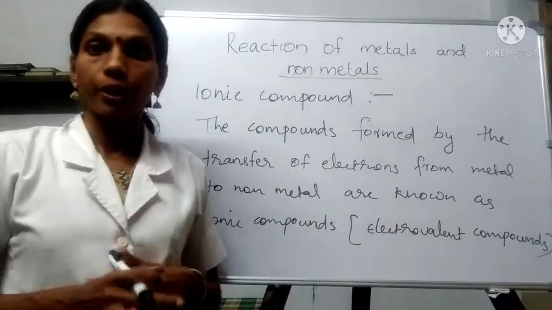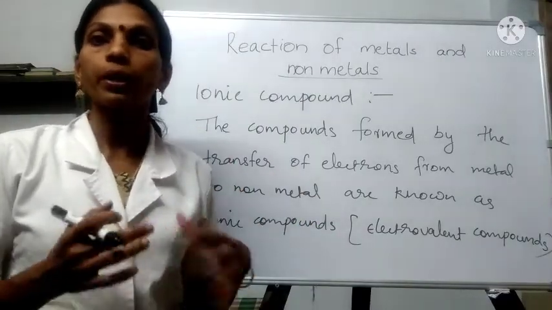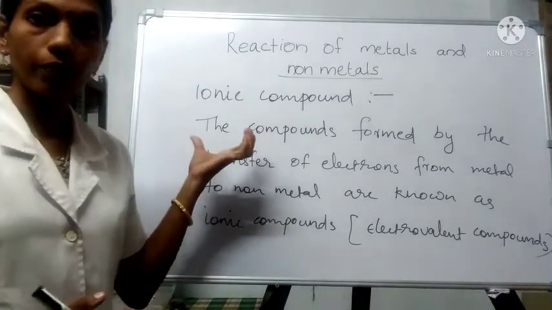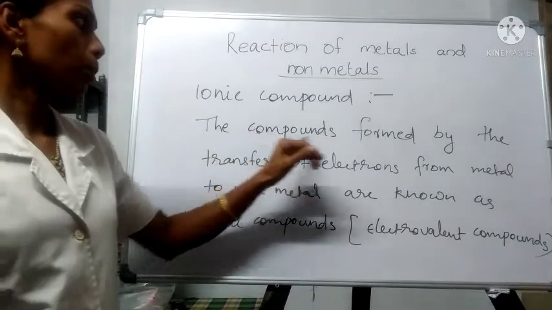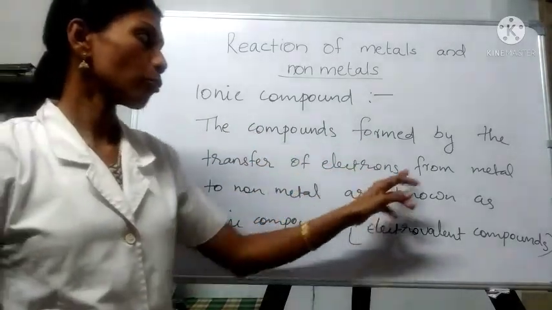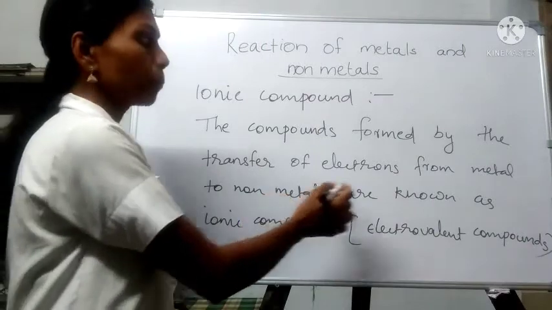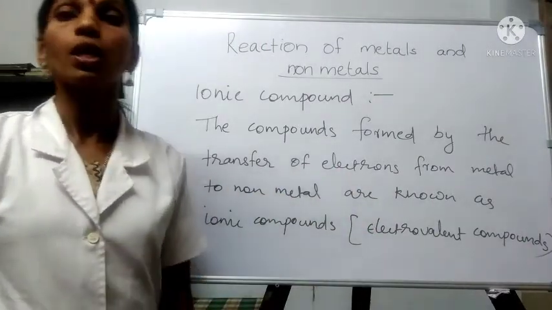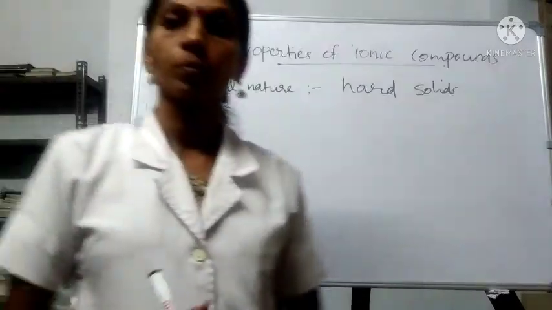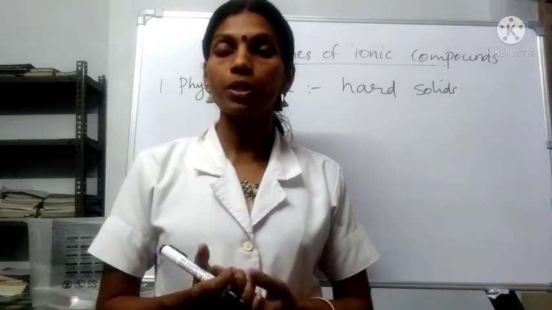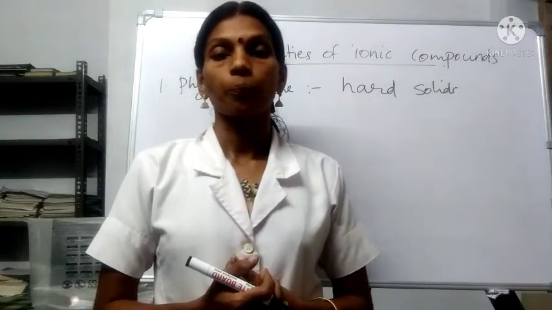So already we have studied that ionic compounds are formed by the transfer of electron from a metal to non-metal. So the definition we can write like this. The compounds formed by the transfer of electron from metal to non-metal are known as ionic compounds, and these ionic compounds are also known as electrovalent compounds. Next we have to study about the physical properties of these ionic compounds.